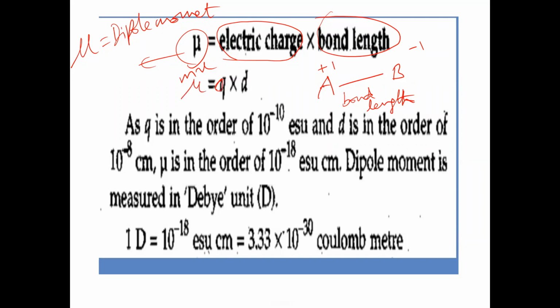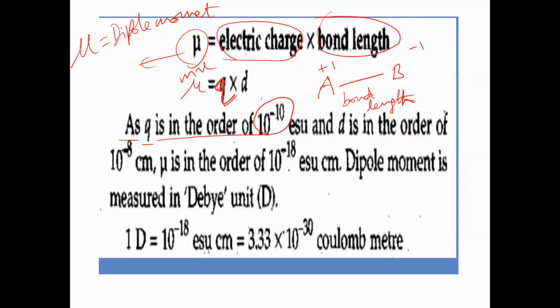Q indicates electric charge. D is the distance between two ions or two atoms. The electric charge into distance is called dipole moment. Dipole moment is represented by mu. Is that clear? Q is in the order of 10 power minus 10 ESU.